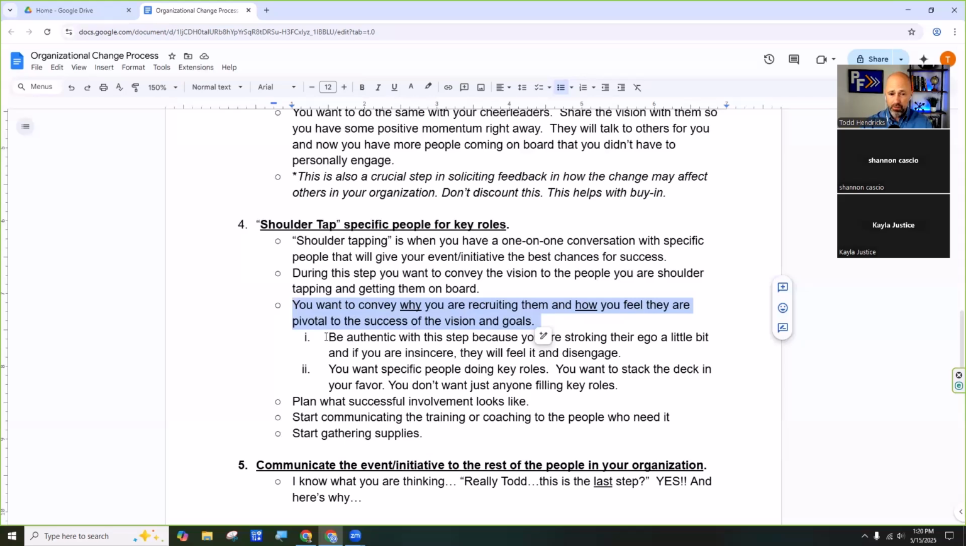This is also important. Be authentic. Are you stroking their ego? Yes. But if you're insincere, they're going to see through that and it'll feel disingenuous and they'll disengage.